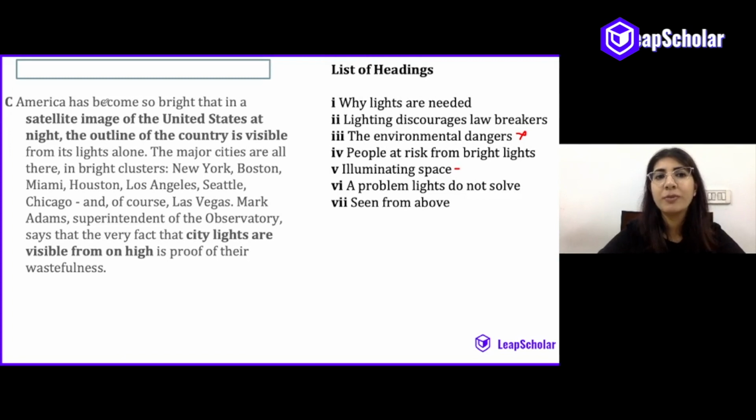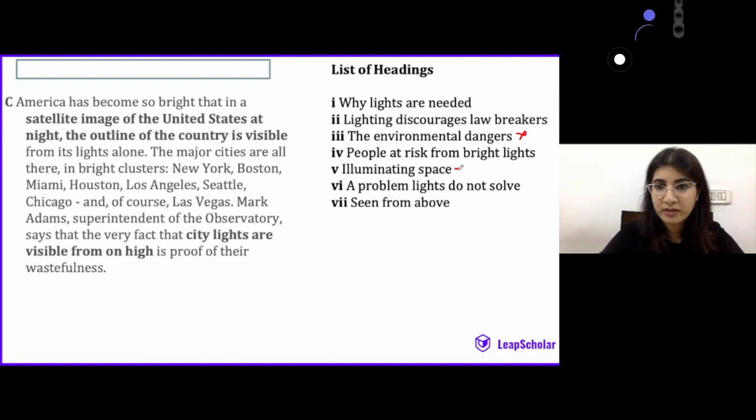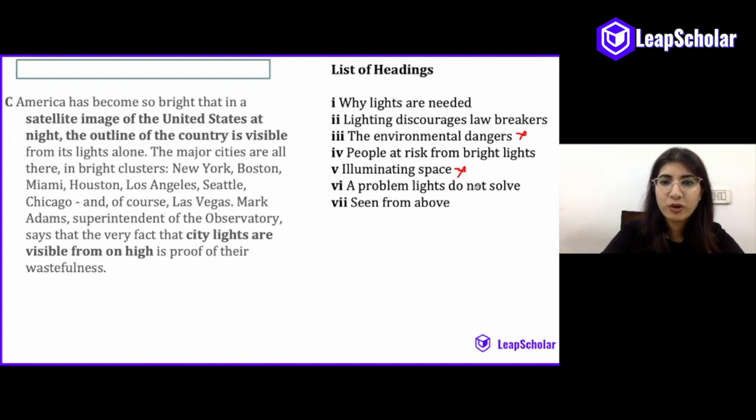America has become so bright that in the satellite image of the United States, the outline of the country is visible. So it is focusing more on the visibility of the United States as compared to illuminating space. So again, this is not your answer. A problem lights do not solve? No, these two sentences do not talk about a problem that lights do not solve.